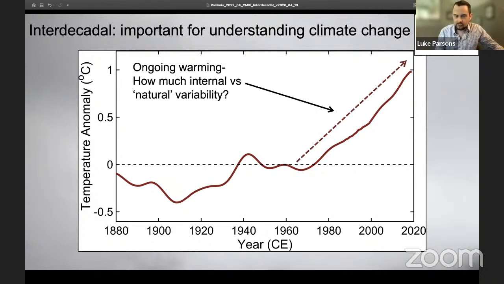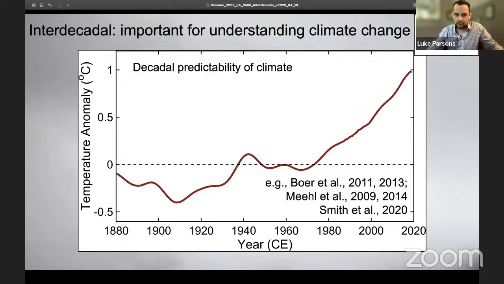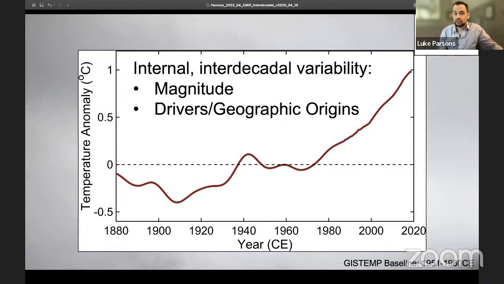Also, a lot of my motivation for my talk today is just the basic idea here of understanding ongoing warming. How much of this could be internal variability that's just purely natural versus forced by humans adding greenhouse gases to the atmosphere? Finally, I won't get into this too much, but if we want to do any kind of decadal predictability of climate, we need to understand the forced response of the climate system, but also the internal decadal scale climate variability within the system. So today then, I'll be talking about mostly internal interdecadal climate variability of global mean surface temperatures, both the magnitude and the kind of geographic origins of this variability.